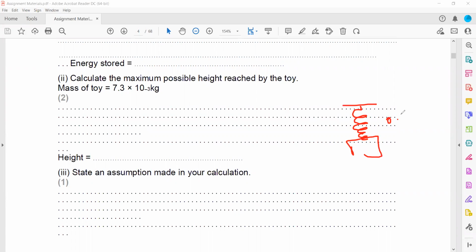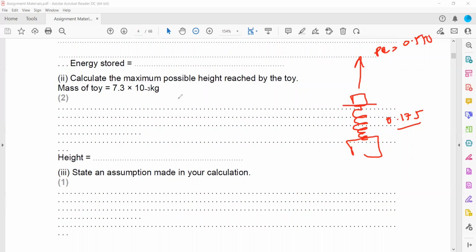we work out that 0.17 joules of energy is stored in the spring, and there's a toy. So when it is released, the toy will move up. It will have a gravitational potential energy of 0.17 joules. Our assumption is that all of the elastic strain energy is transferred to potential energy.